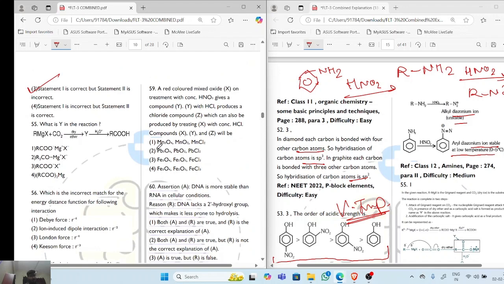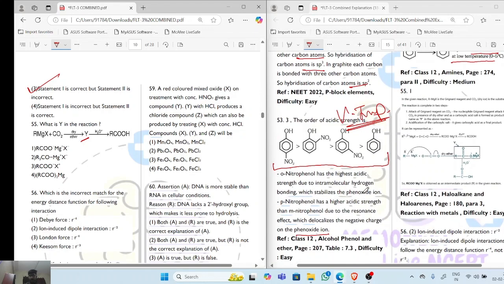Now comes question number 55. What is Y in the reaction? We have to find Y in the reaction. First of all we are reacting RMgX with CO2 in dry ether. Then Y is formed. Then Y is reacted with H plus H2O, or you can say hydronium ion, and our acid group is formed.